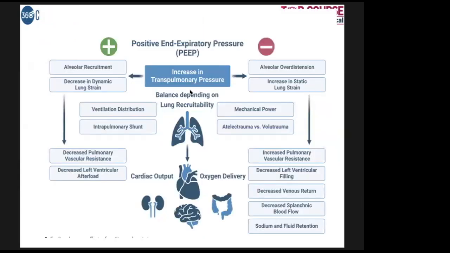So, what are all the problems with the PEEP? On the positive side, it could cause alveolar recruitment and a decrease in the dynamic lung strain. There could be a decrease in the pulmonary vascular resistance, a decrease in the left ventricular afterload, and it reduces the shunt. It improves ventilation distribution. But what is on the negative side? It can cause alveolar overdistension. It can cause an increase in the static lung strain. There could be an increase in the mechanical power, barotrauma, volutrauma. There could be an increase in the pulmonary vascular resistance, decreased left ventricular filling, decreased venous return, decreased splanchnic blood flow, and sodium and fluid retention.